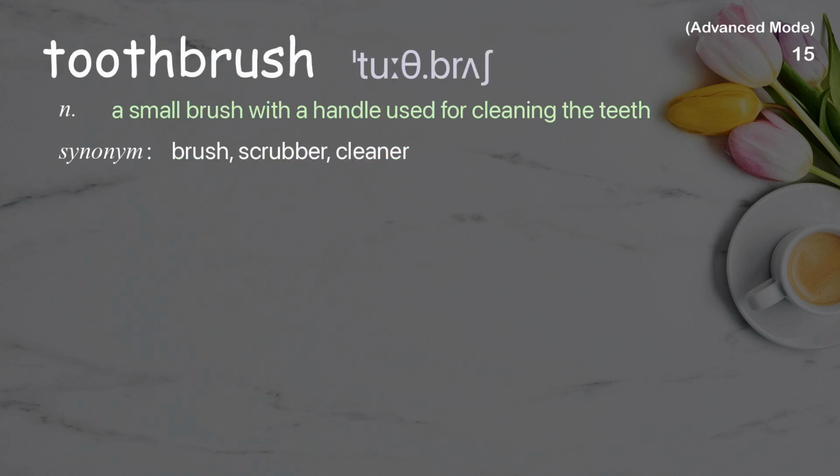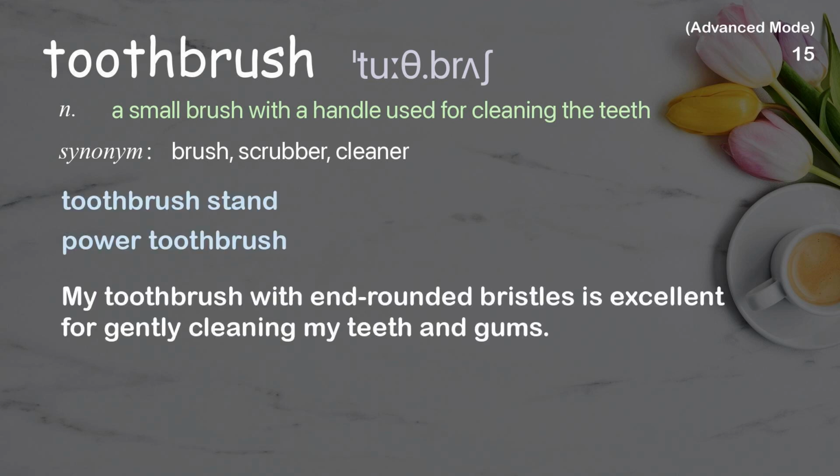Toothbrush: a small brush with a handle used for cleaning the teeth. Examples: toothbrush stand, power toothbrush. My toothbrush with end rounded bristles is excellent for gently cleaning my teeth and gums.